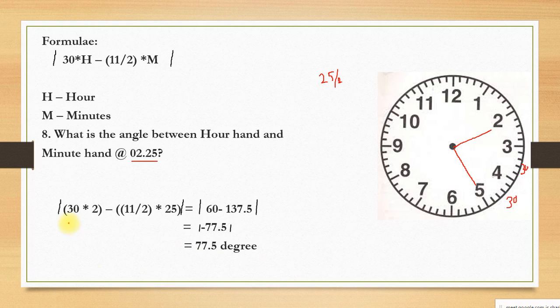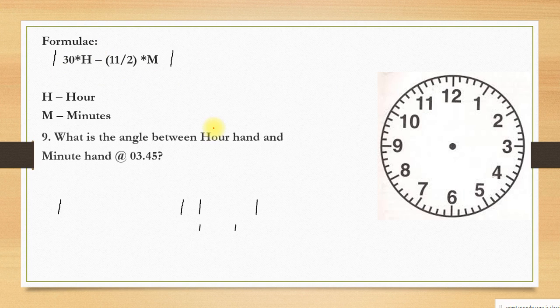Now I have substituted. What I have done is I have substituted the hour: 30 into 2, the hour value is 2 and the minute value is 25. If I directly substitute, the determinant of 60 minus 137.5 gives the determinant of minus 77.5. Since it is in a determinant, I can take the positive sign. The value is 77.5 degrees. Yes, this method is very easy. The only thing is we have to remember this formula. Okay, so let me solve two more problems in this.